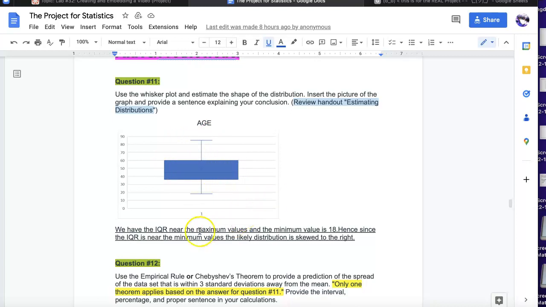And we used the IQR. So we stated we have an IQR near the maximum values and the minimum value is 18. Hence, since the IQR is near the minimum values, the likely distribution is skewed to the right.